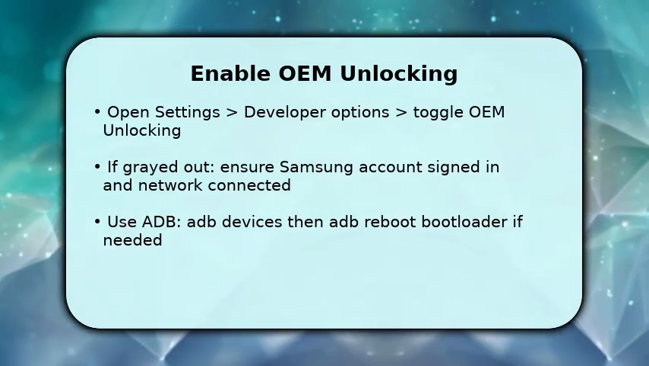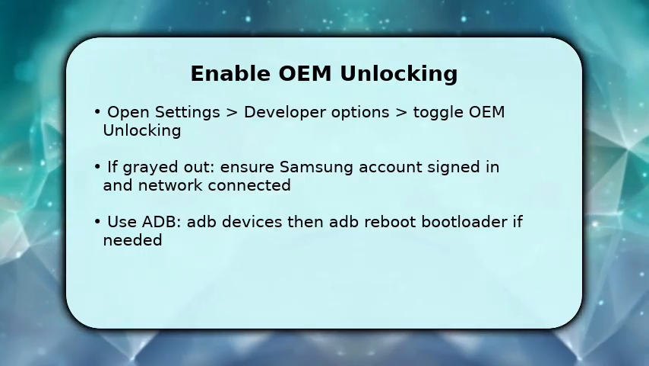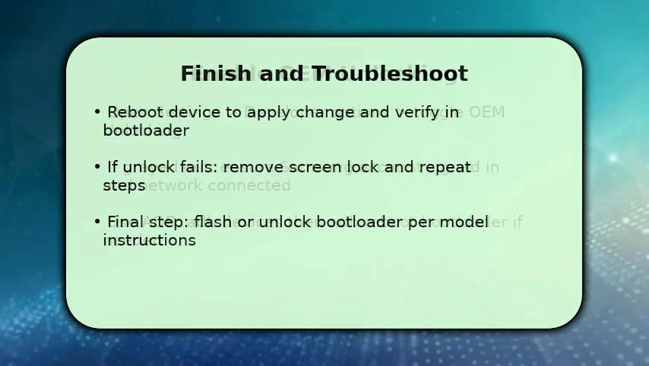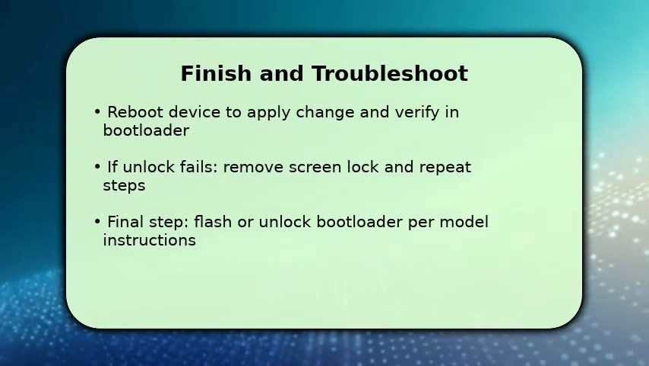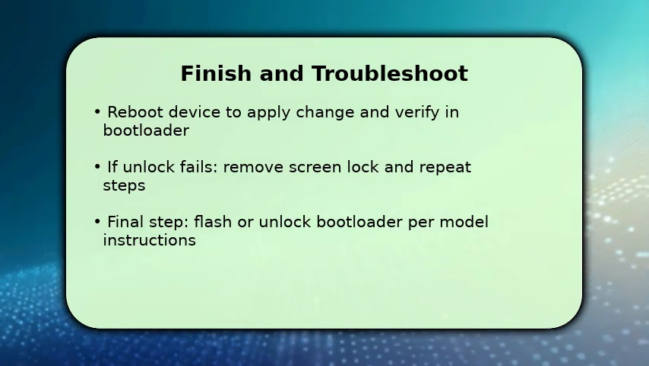These actions change a protected flag, so the bootloader can be unlocked later. Finish by rebooting the phone and confirming OEM unlocking persisted. You can verify in the bootloader or with fastboot commands on supported models.